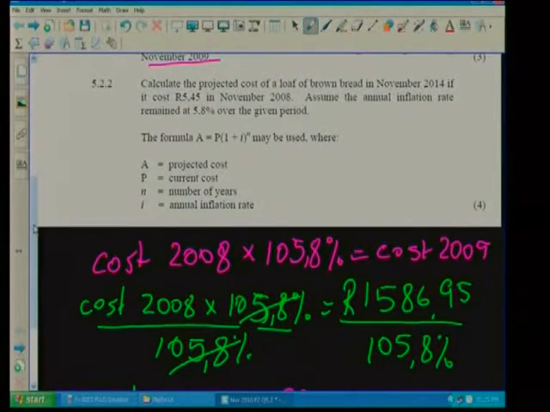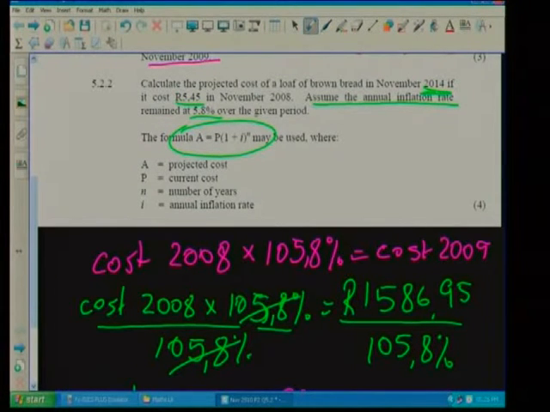Okay, I want to quickly take you through the next part of the question. I'm not sure how much time we've got left. Indy? I think we've got about 3 minutes or so. Let's see how fast we can get through the next part of the question. Calculate the projected cost of a loaf of brown bread in November 2014, if it costs R5.45 in November 2008. We're going to assume that the annual inflation rate remains 5.8% over the given period. They give us the formula.